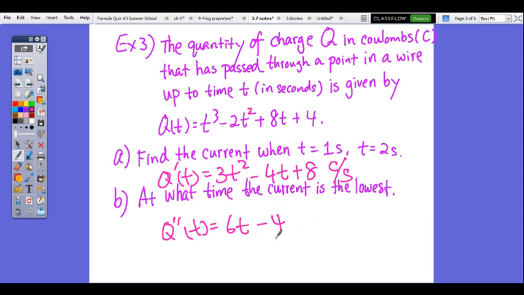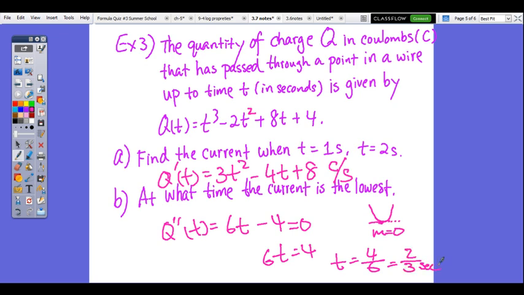So for the lowest, the rate of change for this one is always 0, because that's the lowest. Just like the parabola, at the lowest position the velocity is always 0. And then we solve for t, so 6t equals 4. That means t equals 4 over 6, and so the time for that would be 2/3 second.